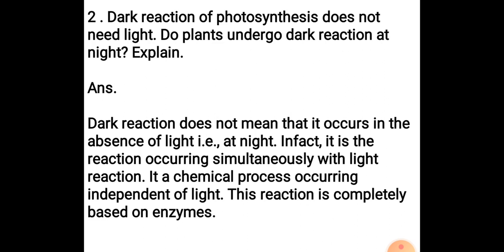In fact, it is the reaction occurring simultaneously with light reaction. It is a chemical process occurring independent of light. This reaction is completely based on enzymes. So what happens? The purpose of light reaction is the formation of assimilatory power. That is, ATP and NADPH, the reduced coenzyme, are formed. These are the products which are formed in light reaction in the grana, and once they are formed, they are used in dark reaction.